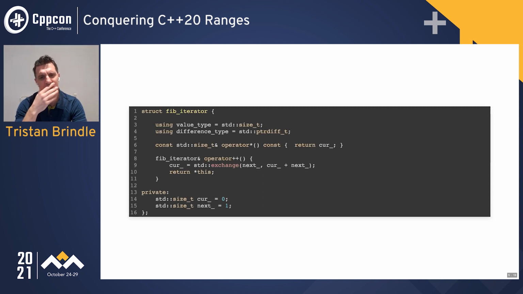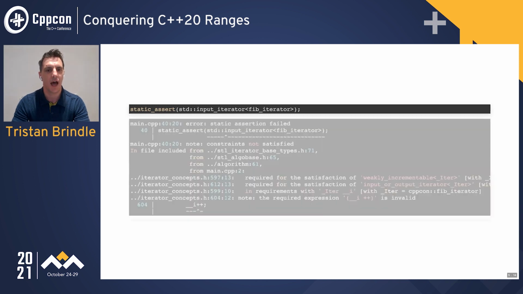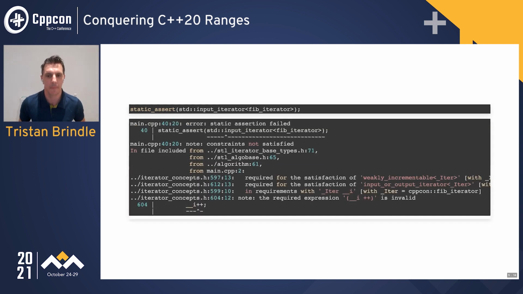So let's try. OK, let's see, because I'm pretty sure I got that right. Yeah. Let's static assert that our fib iterator indeed meets the syntactic requirements of a C++20 input iterator. Did I get everything right? Oh, no. OK, so I forgot something. And we can see at the bottom that the required expression i++ is invalid. So I forgot to add a post-increment operator.